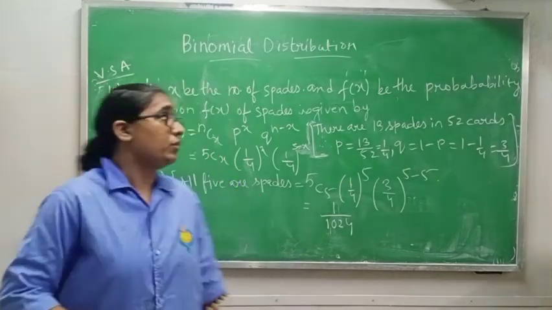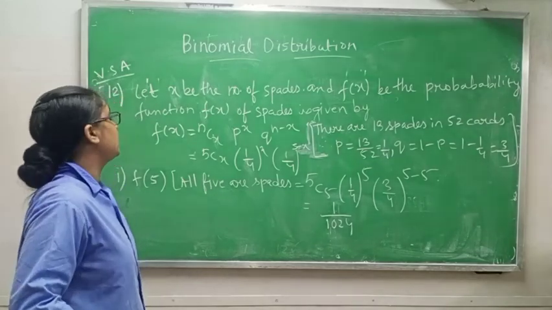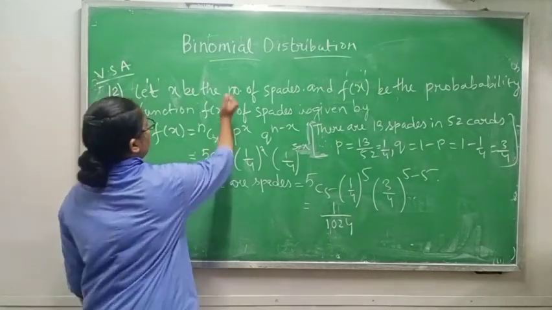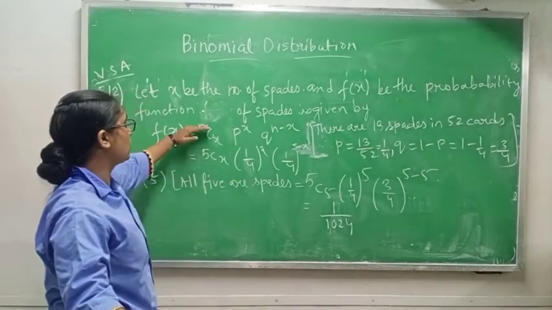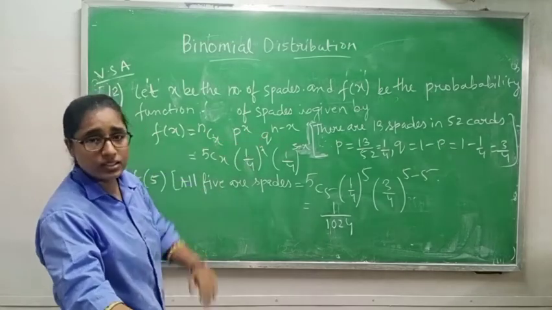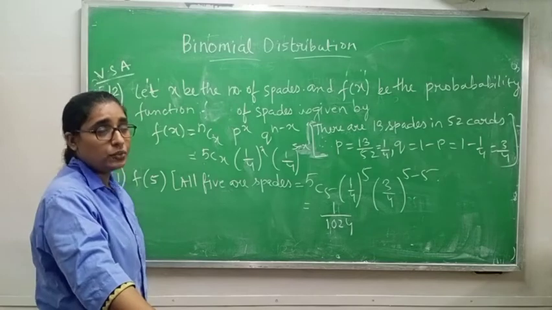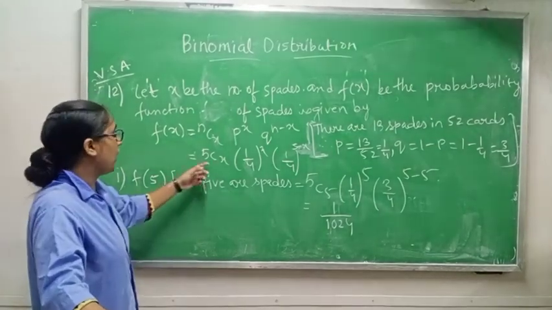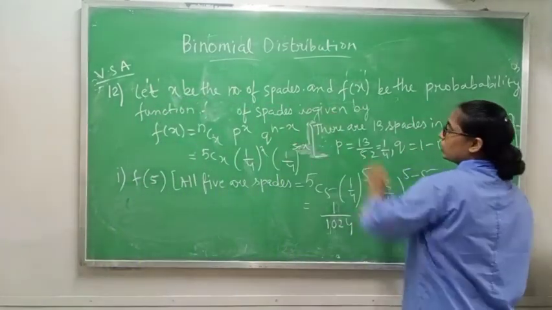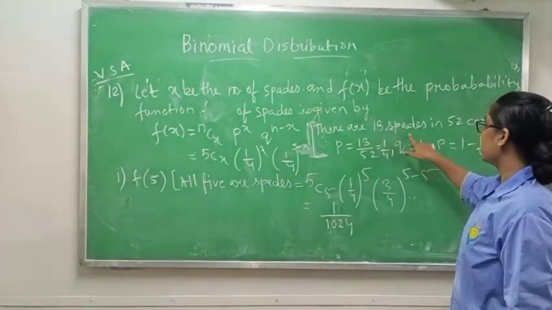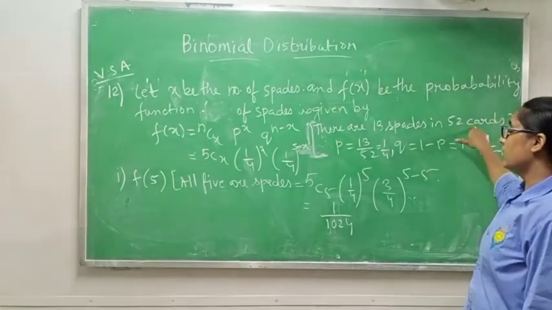So first of all, let x be the number of spades and f(x) be the probability function of spades, which is given by f(x) equals nCx p^x q^(n minus x). Now the n value is 5, because we are drawing only 5 cards from a pack of 52 cards. So 5Cx p. How will you get p? I have written it here. You can write it before this also. There are 13 spades in 52 cards. We know that there are 13 spades. Okay, you have done this in class 11.